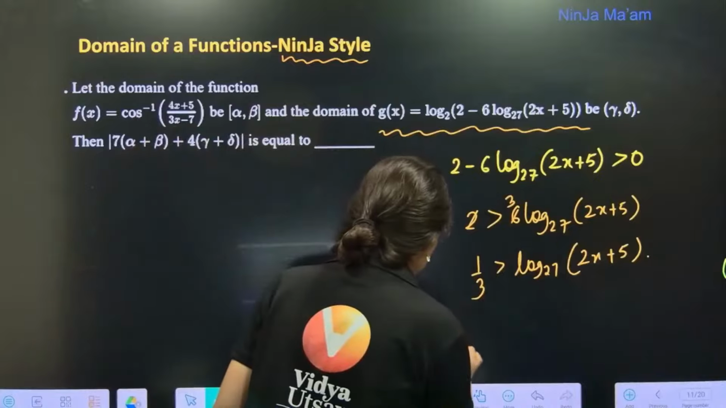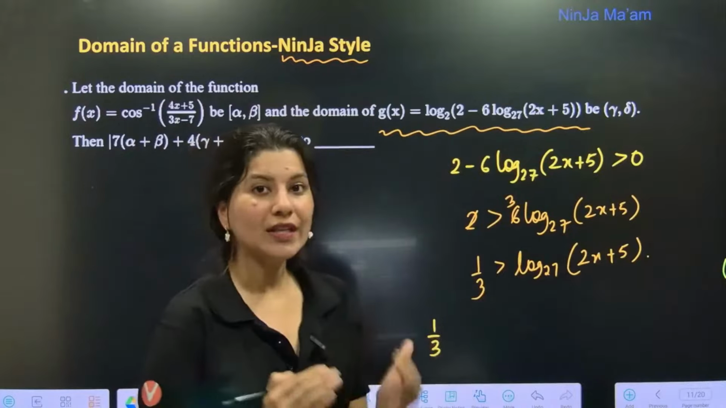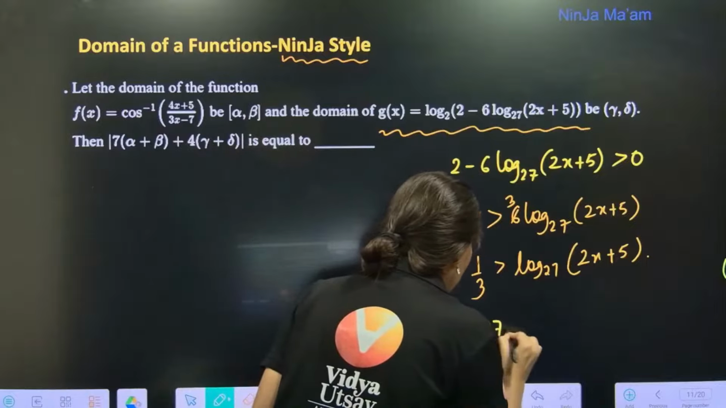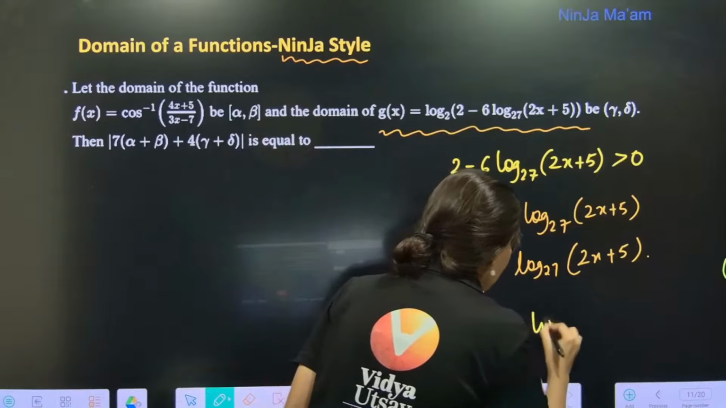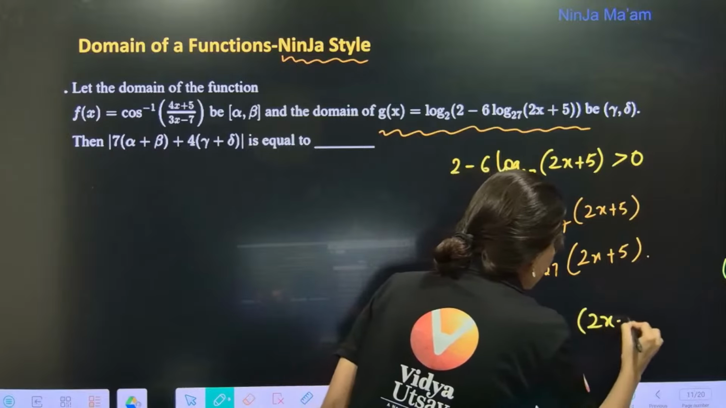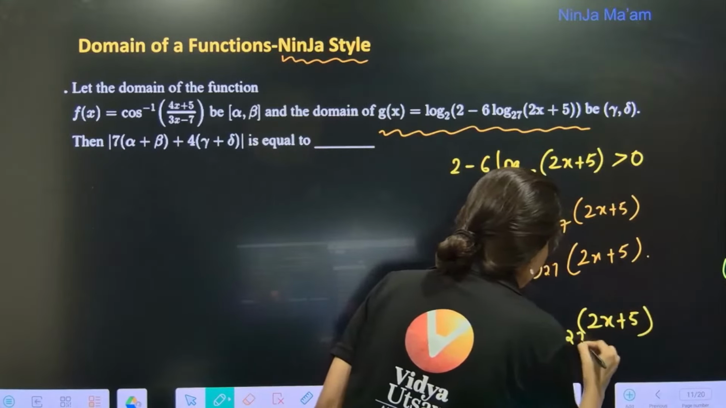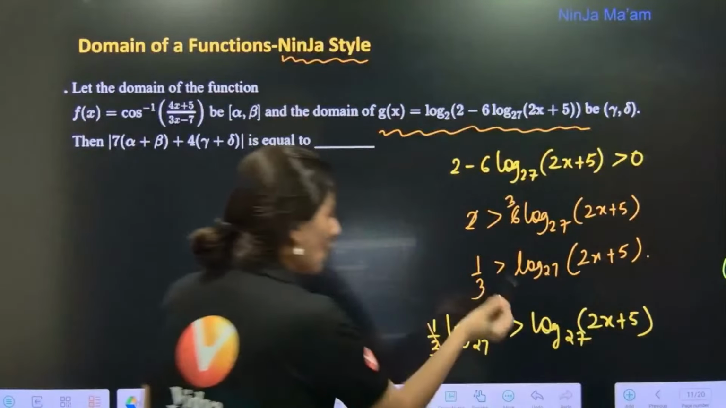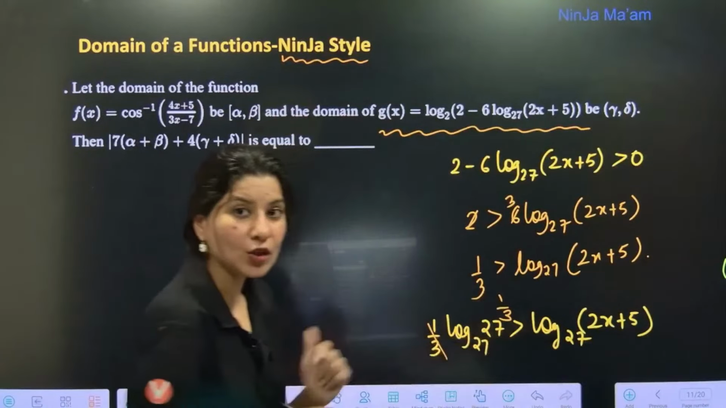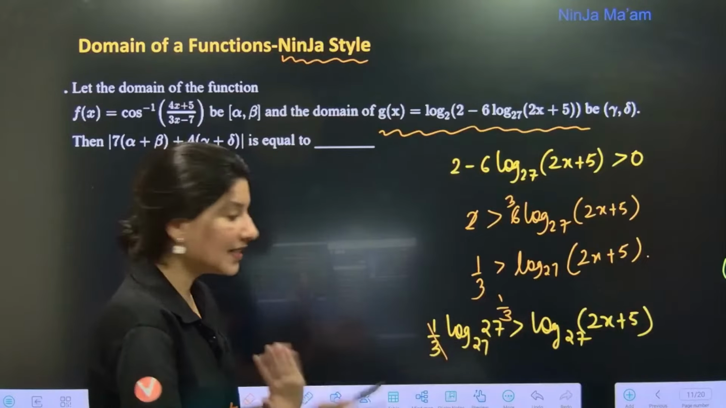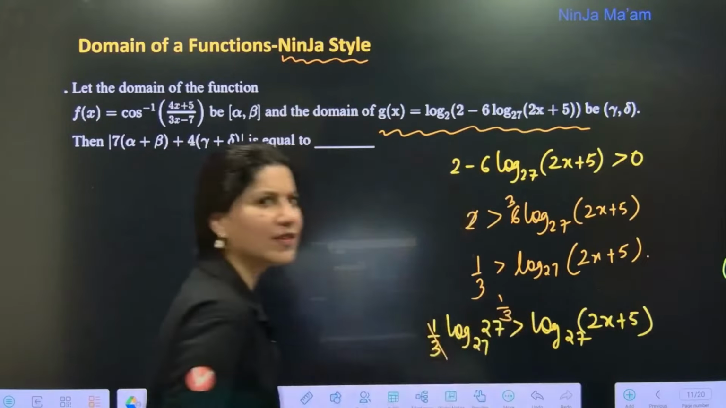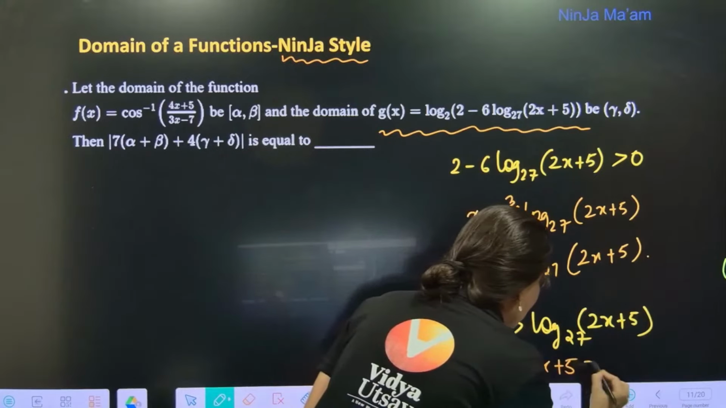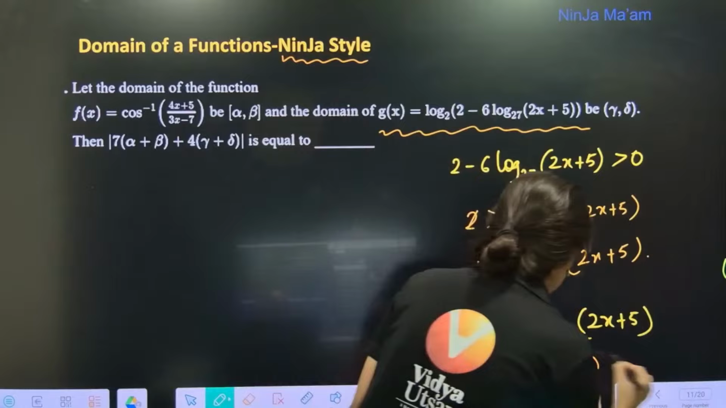1 by 3, because I want to create logarithm on both the sides, I am going to multiply log 27 base 27, greater than log of 2x plus 5, 27. So this 1 by 3 will go upward, so that log 27 base, both sides can get removed. 27 power 1 by 3 is 3 greater than 2x plus 5.